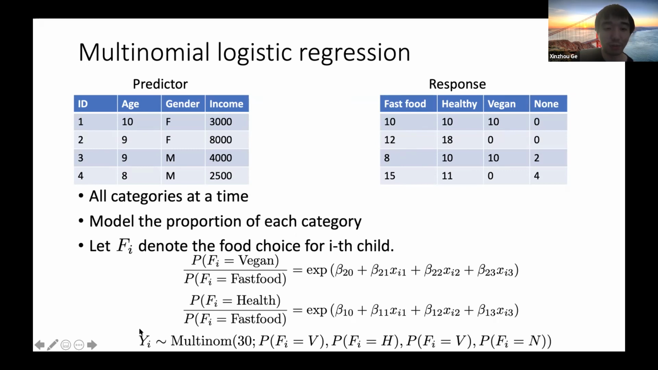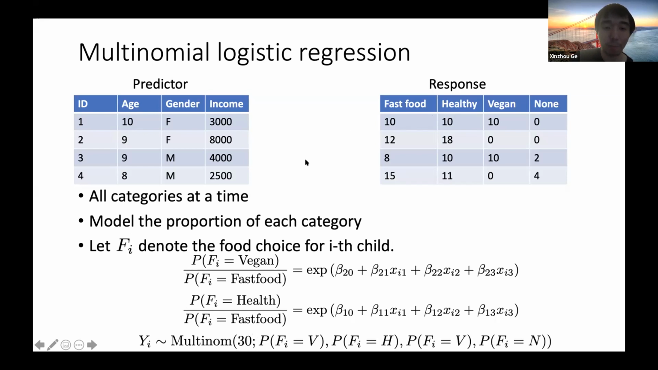And then the whole vector for each child, for example, for the first child, the response will be 10, 10, 10, 0. This vector follows a multinomial distribution with 4 elements which sum up to 30, and the probability for each category will be from this formula. So this will be the statistical or random structure of the multinomial logistic regression.